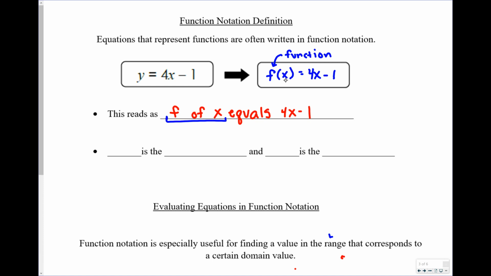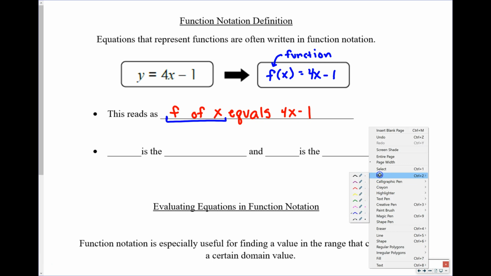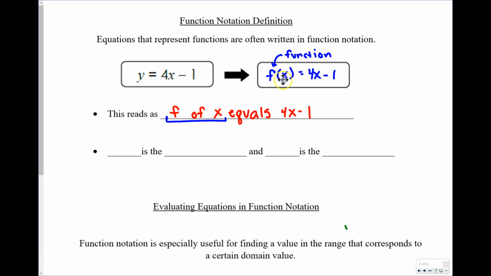We can name it other things. We could name it g, we can name it h, lots of different options for what we can name a function. The parts of the equation, so this guy, the x, is the input, what we put into it. And the y is the output, what we get out of it. And we talked about this last learning target about inputs and outputs. Okay, so we're going to start evaluating equations in this special notation.